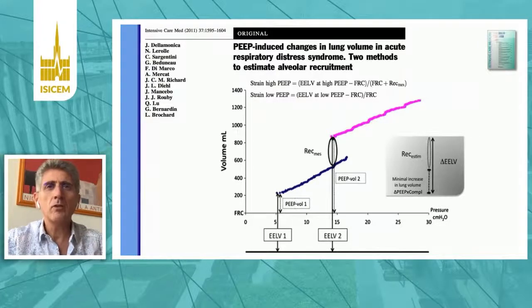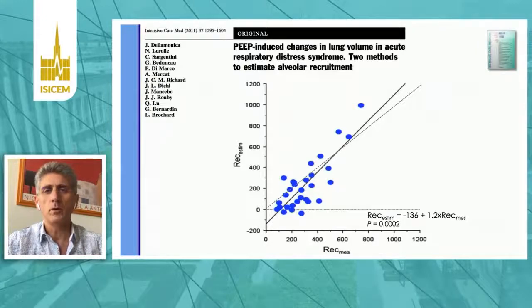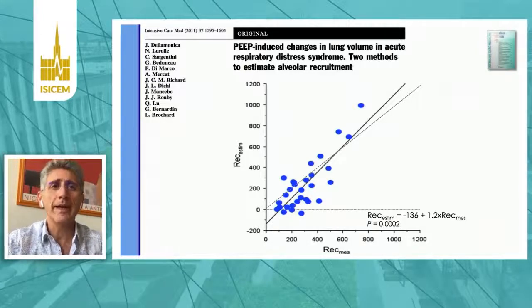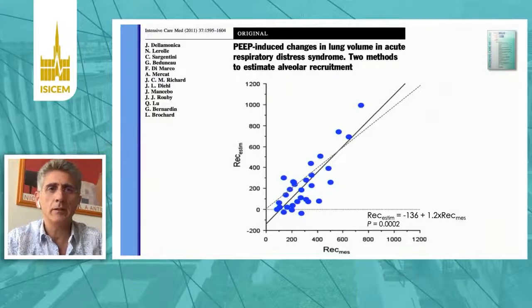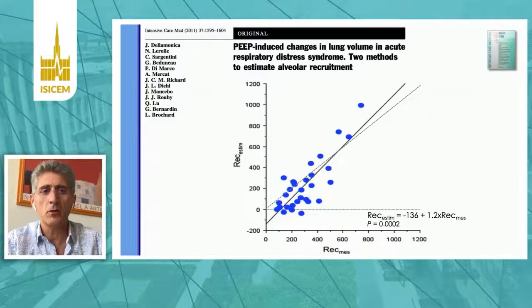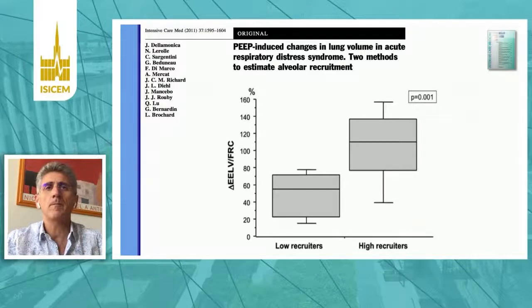In this study, De Santis Santiago and colleagues compared these two methods, the low flow inflation PV curves and the measurement of end-expiratory lung volume, and you can see that there is quite a nice correlation between the two methods to estimate alveolar recruitment. This can be used to separate the patients that have higher potential for lung recruitment. You can actually measure lung recruitment using these FRC methods.